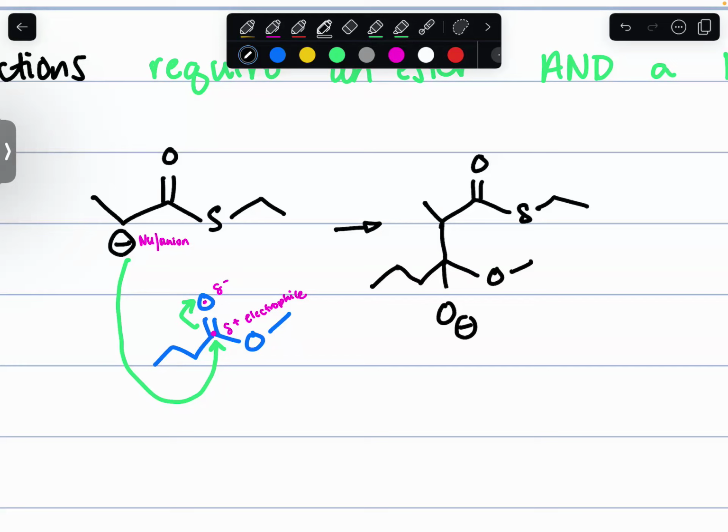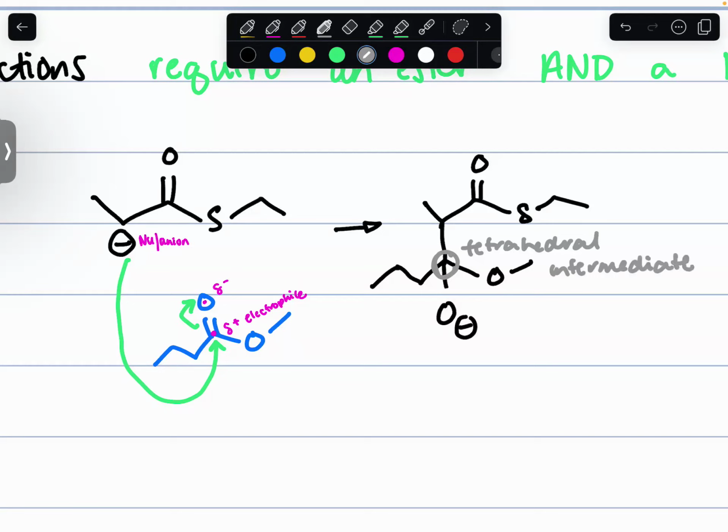So this is the structure that we have now. This is what we would call a tetrahedral intermediate. So this center is called a tetrahedral intermediate. And it's because that carbon now has 4 things attached to it. So remembering our VSEPR geometry from the beginning of the year, that's a tetrahedral center.